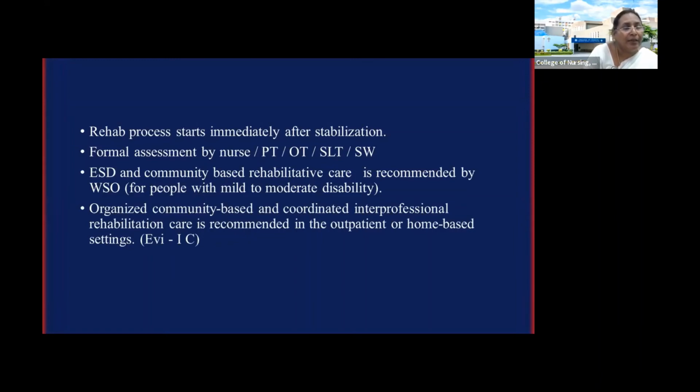So organized, community-based and coordinated interprofessional rehabilitation care is recommended in outpatient or home-based settings. Why? We're going to talk about that more when we talk about traumatic brain injury. In the Indian scenario, at least what we have seen in our hospitals, people are not very willing to discharge the patients. A person who is not walking, who cannot take care of himself or herself, they are not willing to take them home. They will say, no, no, as long as the patient becomes all right, the patient has to be in the hospital. That mindset is there in us, but we recommend community-based care.